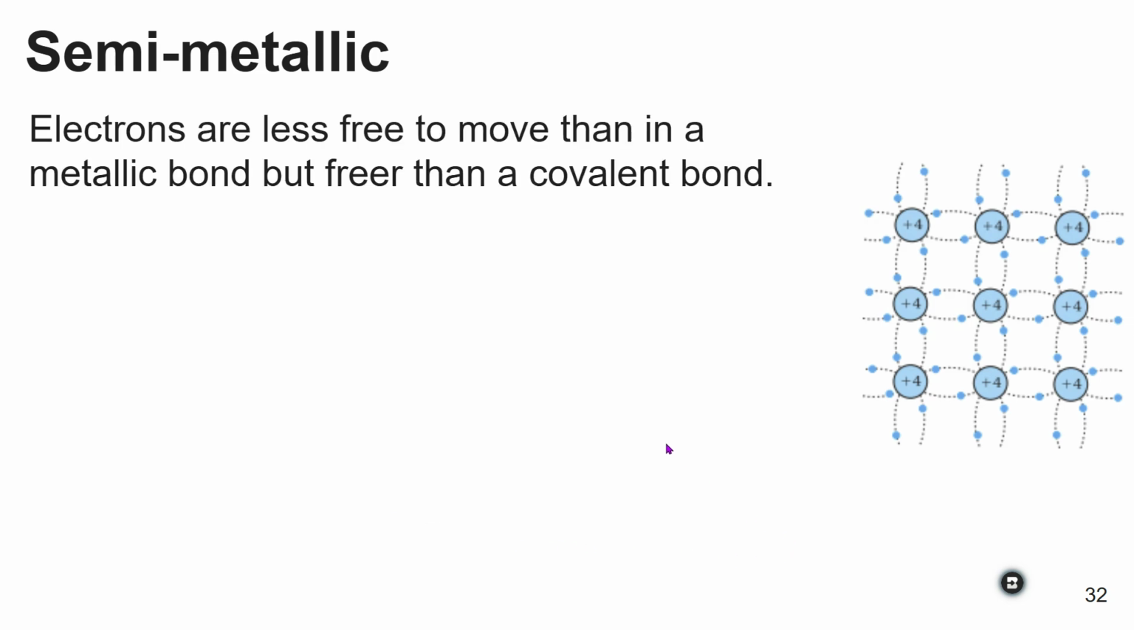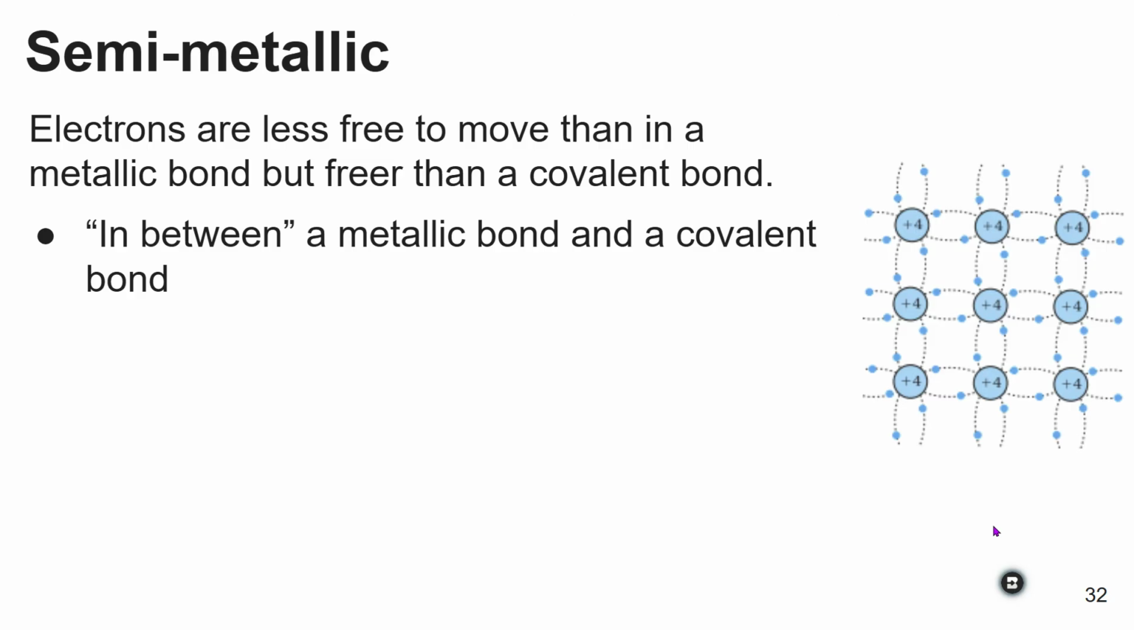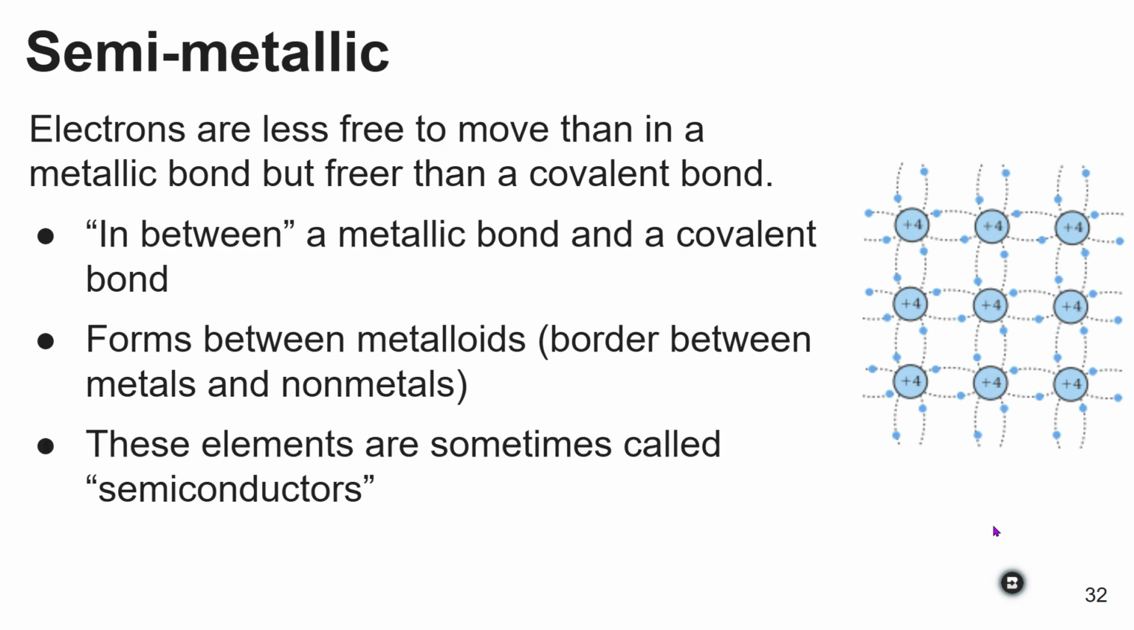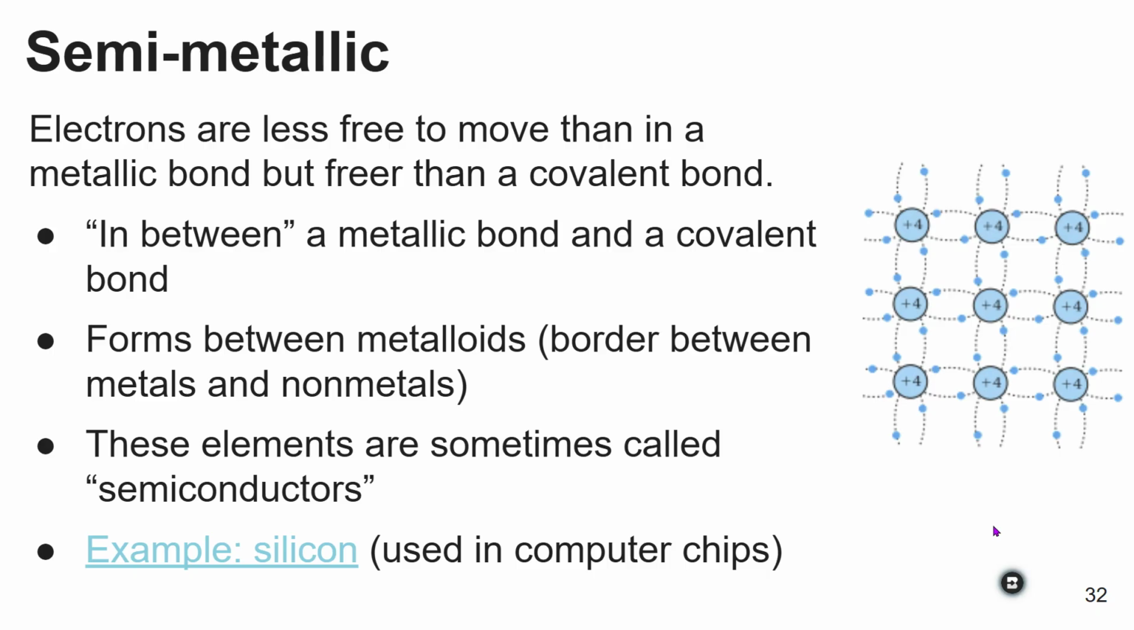All right, and then lastly, our semi-metallic bonds. Here, electrons are less free to move than in a metallic bond, but freer than we would see in a covalent bond. These in-between bonds are between a metallic bond and a covalent bond. This might not be too surprising, but this happens between metalloids. Remember, those are the elements that border between metals and nonmetals. They're semiconductors, but that's not as quick as a metal, which makes them good for not overheating in our computer chips. We call these semiconductors, for example, silicon. And that is it, and I hope that was helpful.